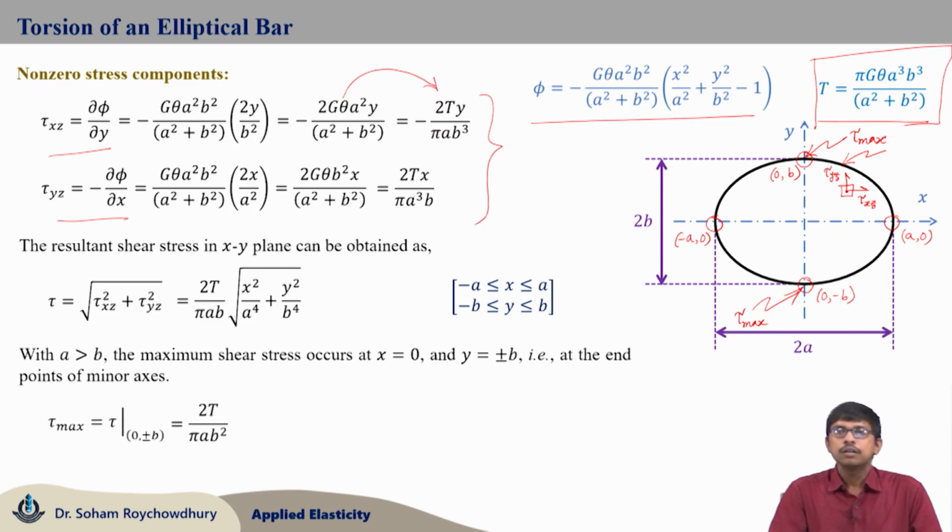So, tau max, which is tau at 0 comma plus minus b, can be obtained as 2t divided by pi a b square. The value of the tau at the 2 endpoints of the major axis will be lesser than this. Hence, not all the 4 endpoints of the major and minor axis are critical points as far as the maximum shear stress is concerned. Only the endpoints of the minor axis will be the critical points corresponding to maximum shear stress, and that shear stress value is 2t divided by pi a b square for this elliptic cross section.